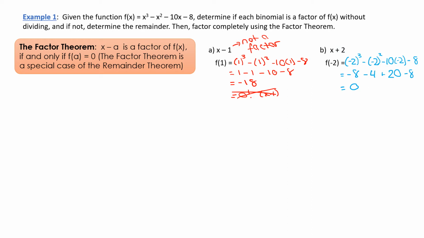That means what we have here is, therefore, x plus 2 is a factor. And if we were graphing this, (-2, 0) would be a point on the graph. Over here we would have (1, -18). So what we're looking for are those zeros, those roots, those intercepts. Those are where our factors are.